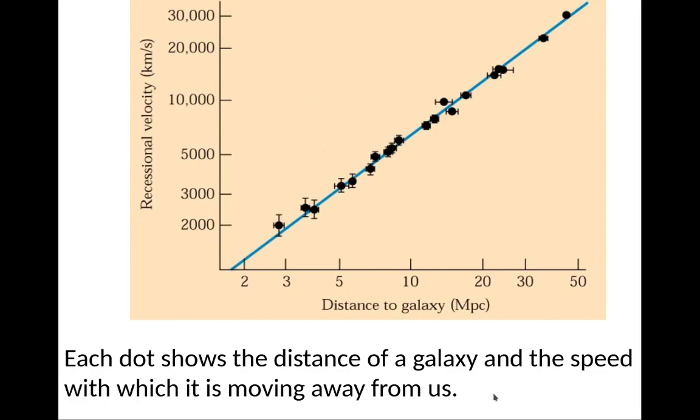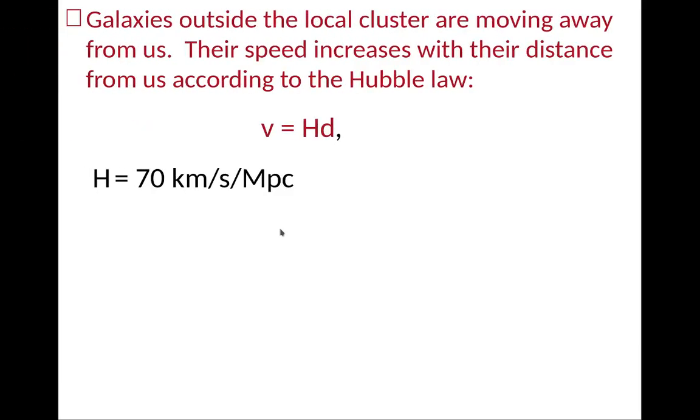Okay. So now when you plot it up, what you find is that basically as the distance to the galaxy increases, the velocity at which they move away from us also increases. All right, so this is called Hubble's law right there. So galaxies outside the local cluster are moving away from us. Their speed increases with distance from us according to Hubble's law.